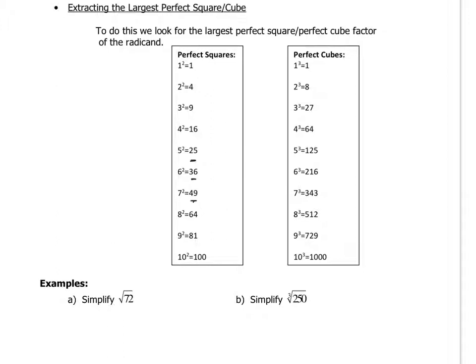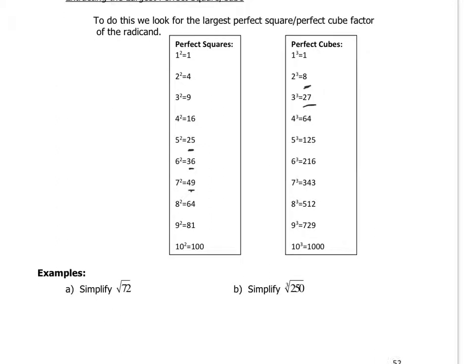And cubes would basically be multiplying each of the numbers by themselves 3 times. So 1 times 1 times 1, which is 1. 2 times 2 times 2, which is 8. 3 times 3 times 3, which is 27, and so on. So let's try a few examples using this method.